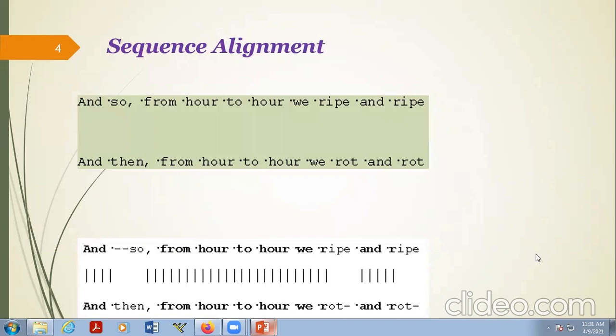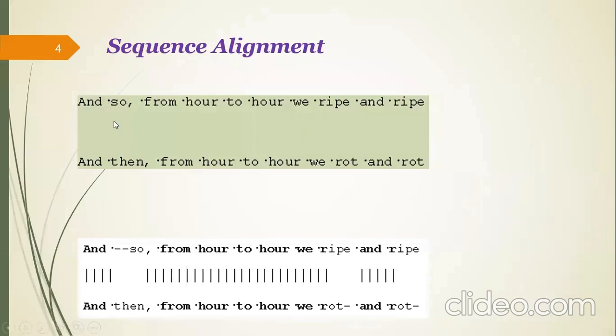Okay, so we have these two sentences, and if we want to know the similarity between the two, imagine we don't know the language. What does it mean? What we will do is take one sentence that we know and align it with the other. In that way, we can understand what it means.